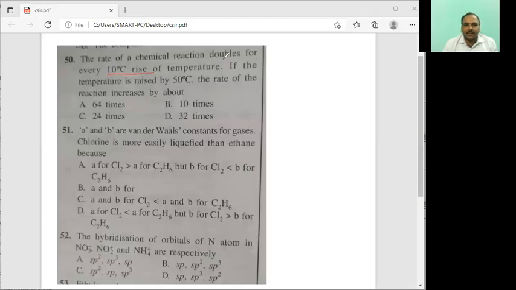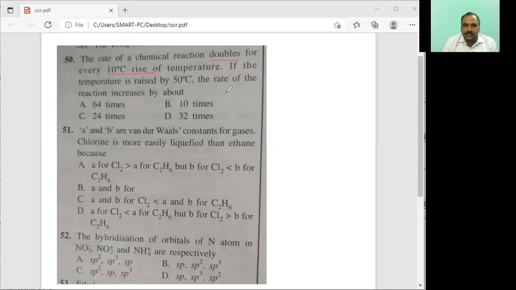The rate of chemical reaction is doubled for every 10 degrees centigrade of temperature. If the temperature is raised by 50 degrees centigrade, the rate of the reaction is increased about 64 times, 10 times, 24 times, 32 times. For every 10 degrees centigrade rise of temperature, the rate of reaction is double.